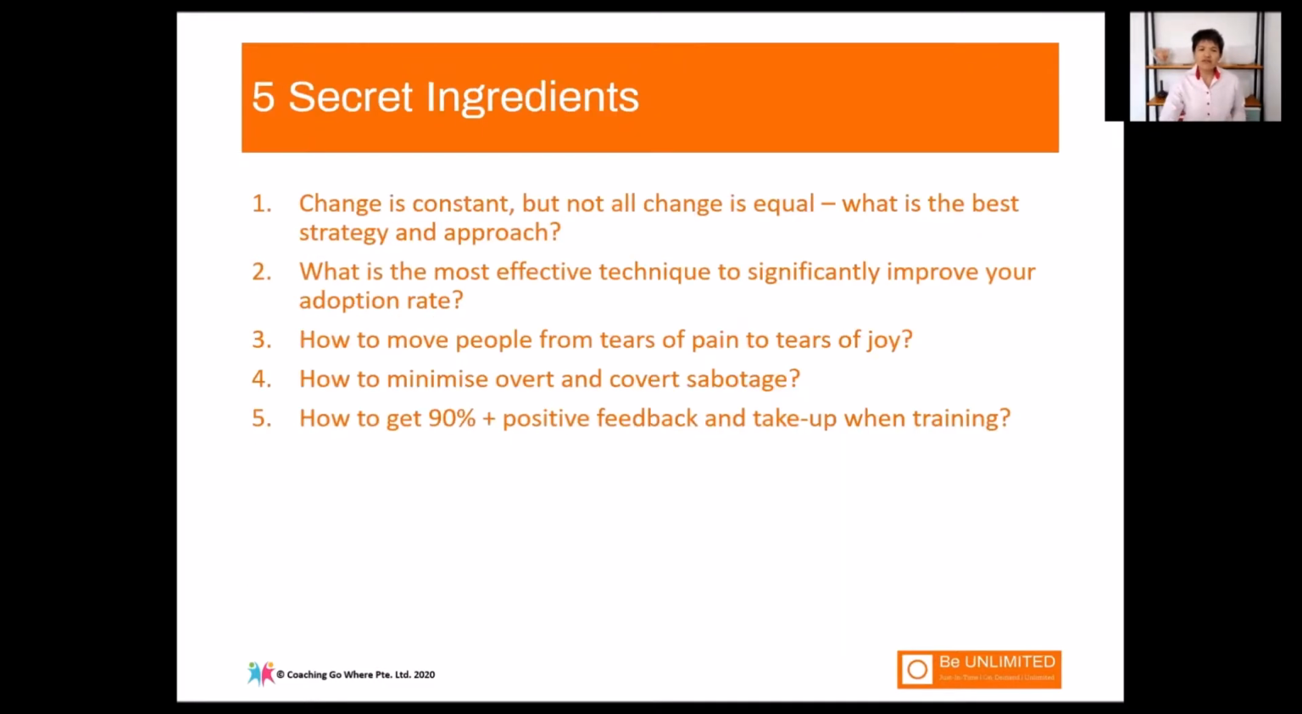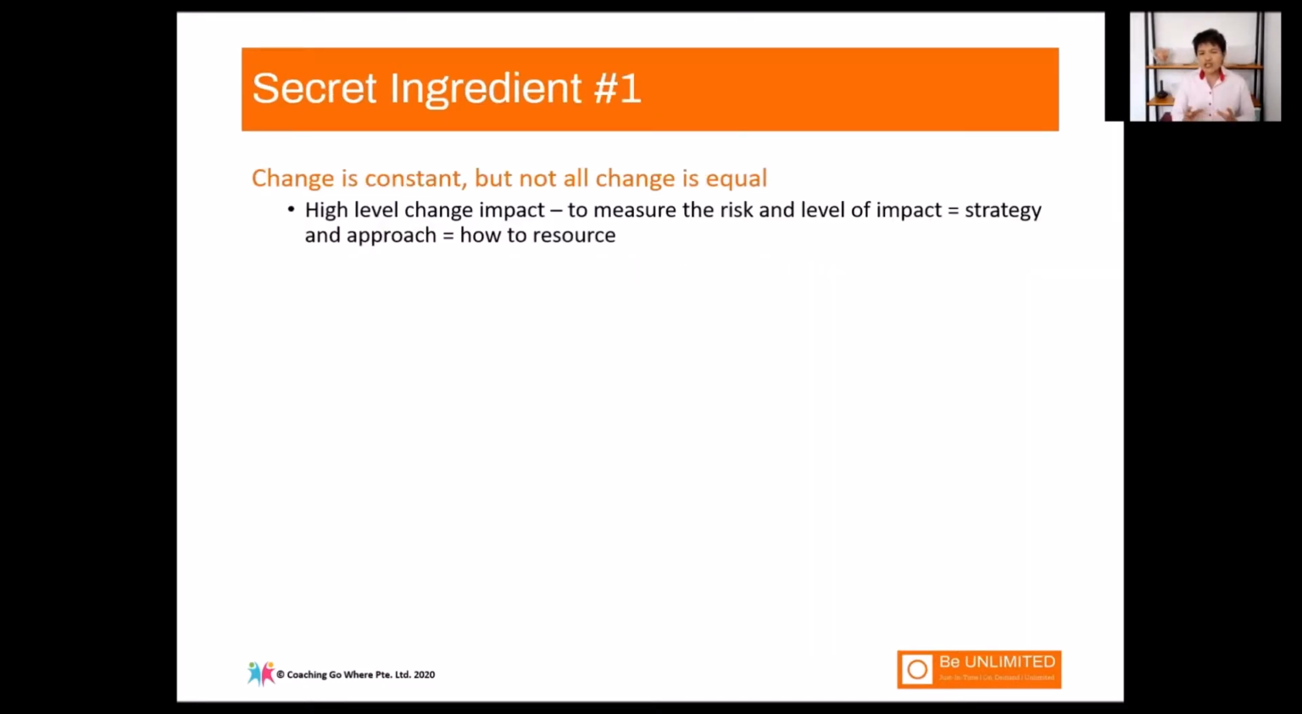And so today I'm going to share with you my top 5 secret ingredients, just so that you don't make the same mistakes that a lot of programs are currently making. One of the first secret ingredients is that change is constant, but not all change is equal. Where a lot of people make the mistake is that they're using exactly the same strategy, the same approach, and the same methodology for every single change initiative. But that's actually a mistake in itself, because not everything is the same.